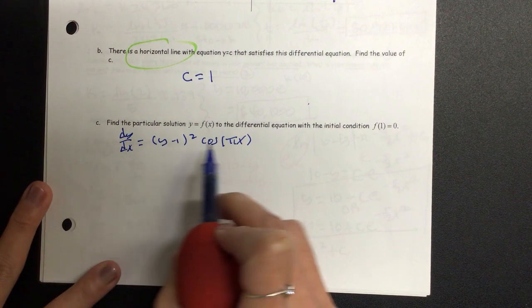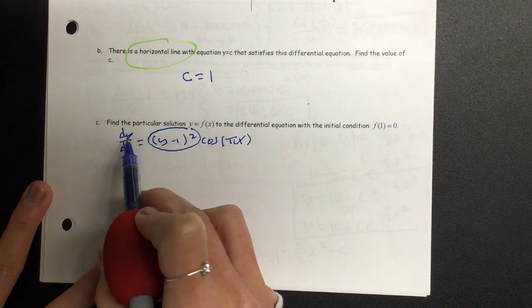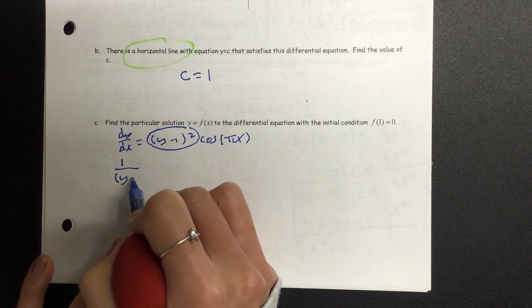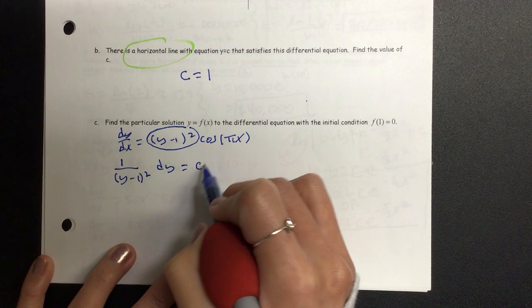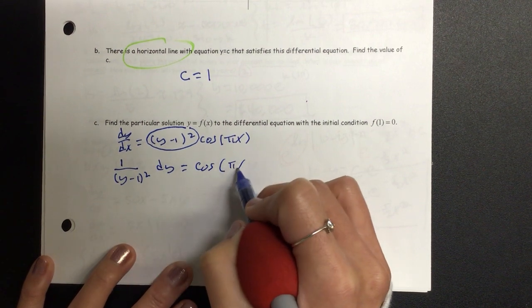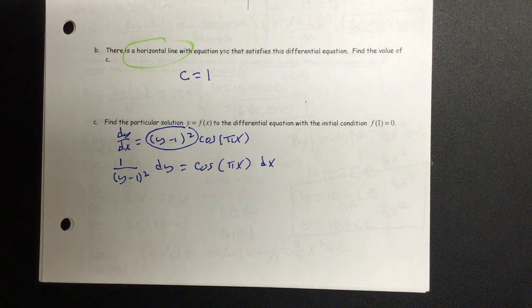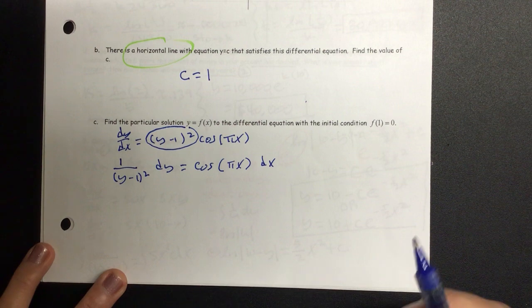So I'm going to move the dx over to this side, and I'm going to move this in front of dy. So let's start by writing it out: 1 over (y minus 1) all squared dy. Just reorganizing it. Cosine of pi x dx. So again, moving the dx to the other side and dividing by (y minus 1) all squared. Is that the same thing as putting dy on the bottom? Yes. And then let's go ahead and rewrite this.